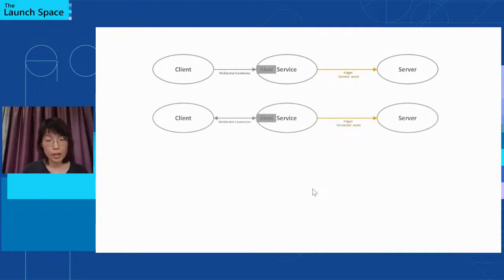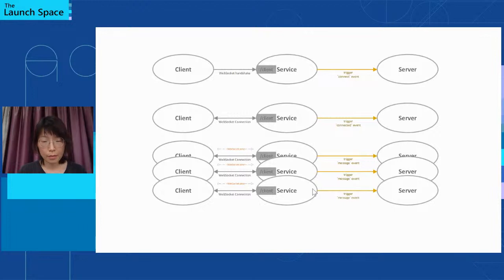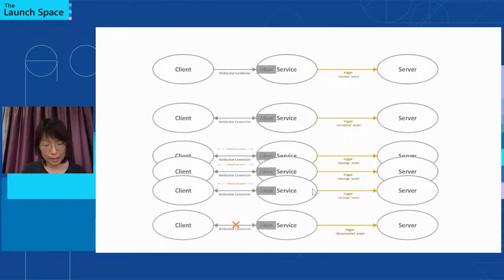So when this WebSocket connection is successfully established, it triggers a connected event, which is async, which means the service does not expect the response from the server. It will continuously process the other incoming events. Then the client sends messages. The client can keep sending messages, and for each message the service triggers a message event to the server. So it can send many messages. At last, when the WebSocket connection is closed, the service will trigger a disconnected event to the server.